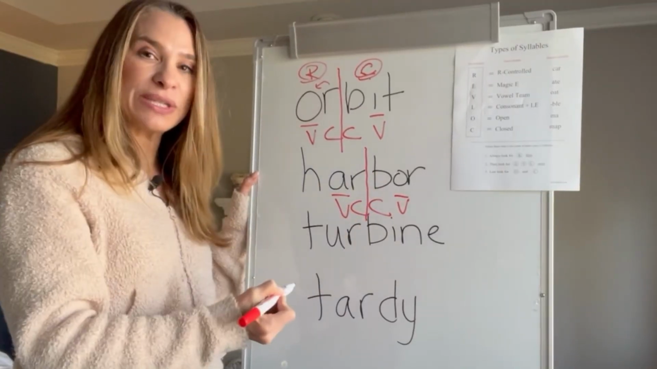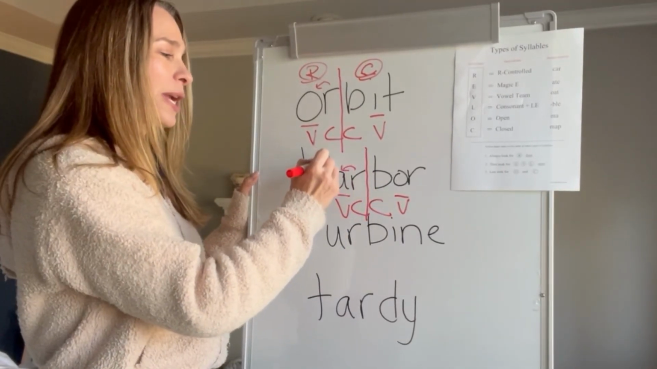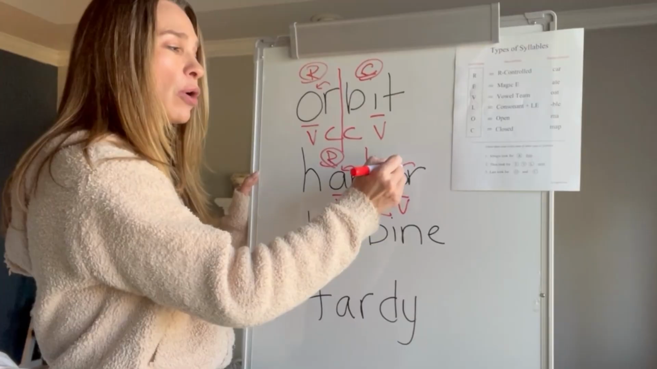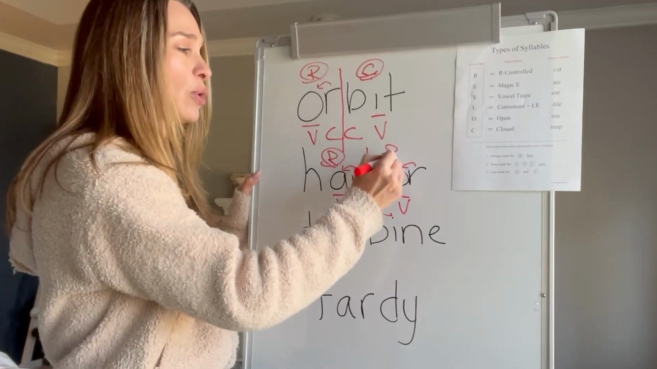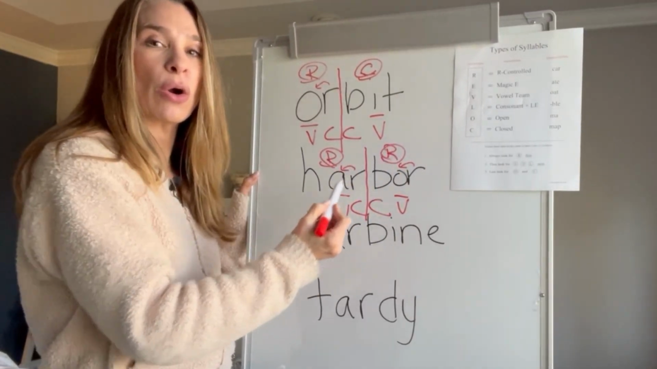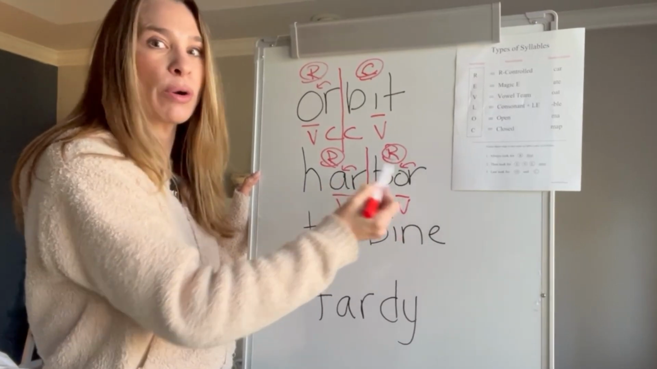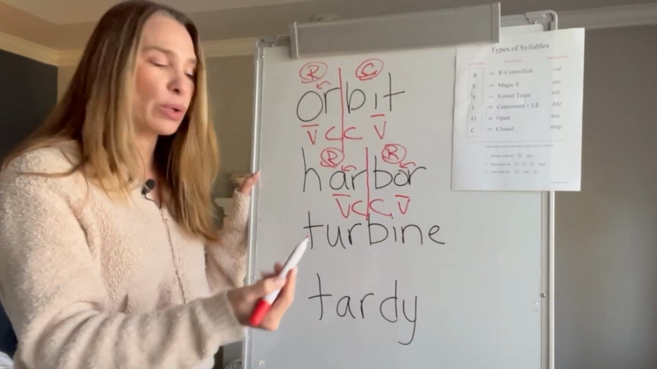Divide between the two C's. R controlling A, R controlled. R controlling O, R controlled. Your student now reads harbor, harbor, harbor, and they could read harbor.